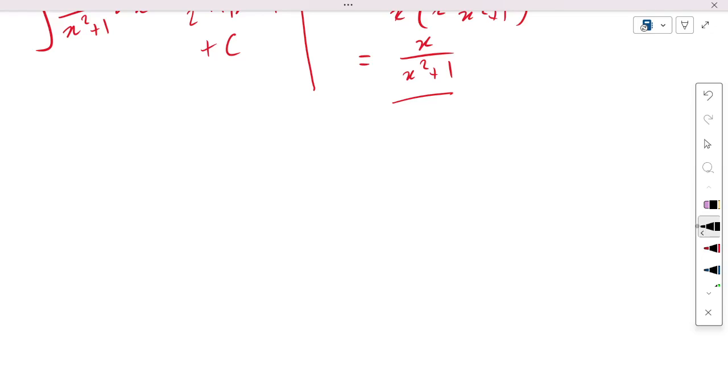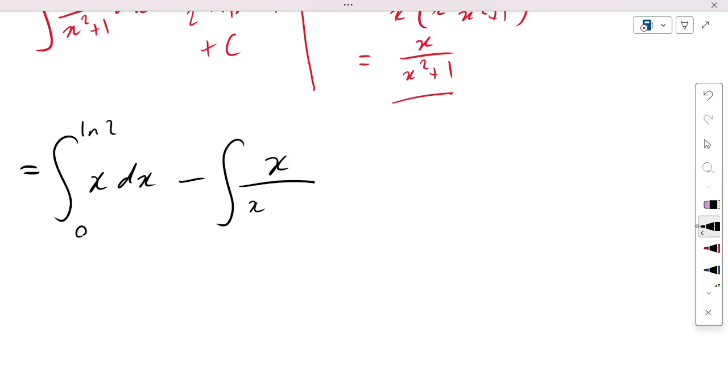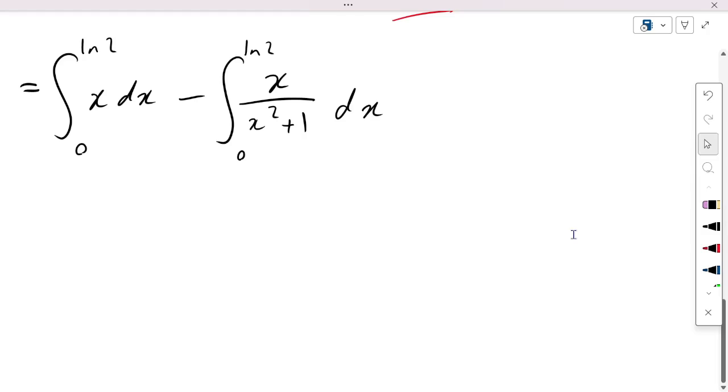So I'm going to rewrite everything again, but now with the information that we have. Remember initially that we had to find the integral from 0 to natural log 2, the lower and upper limits respectively, of x with respect to x minus the integral of x over x squared plus 1 with respect to x, with natural log of 2 and 0 as the limits. Note how these are not changing because we're still keeping the same variable. We have not substituted at all. And we know that we can integrate the first one. Let's start with this one here.